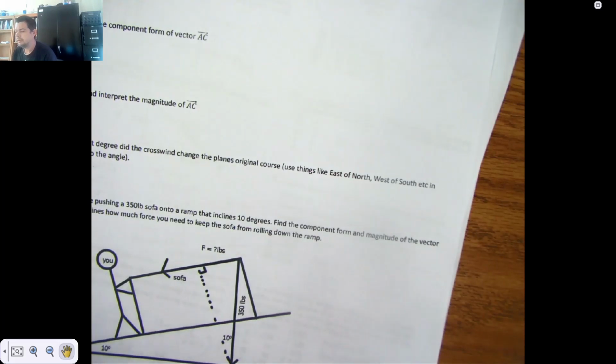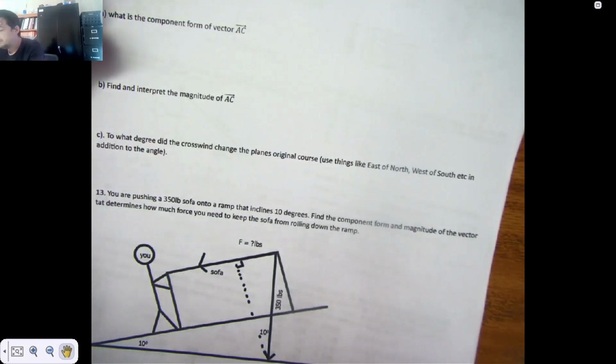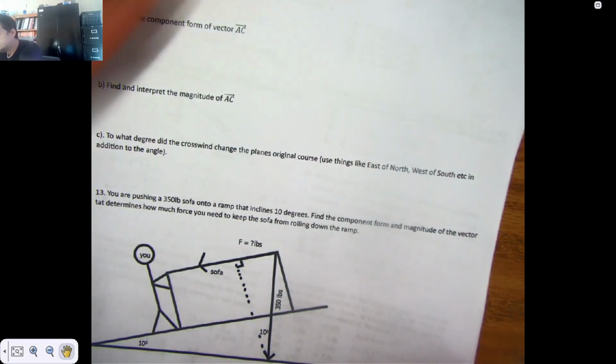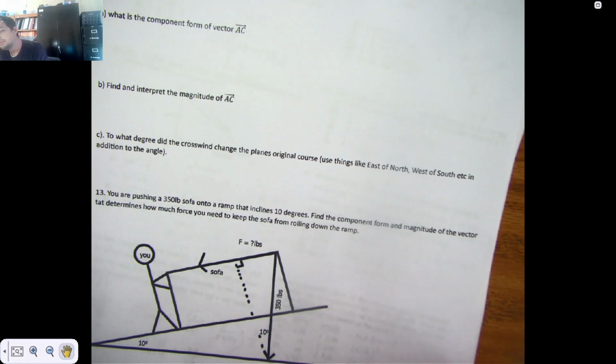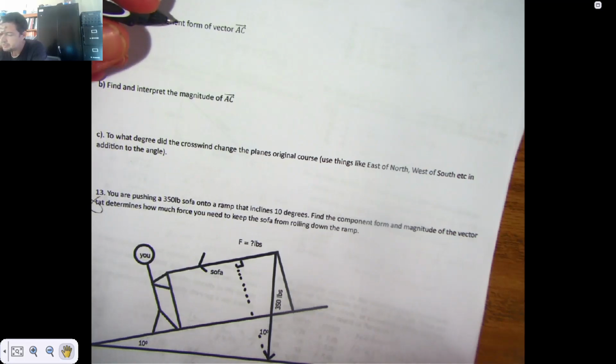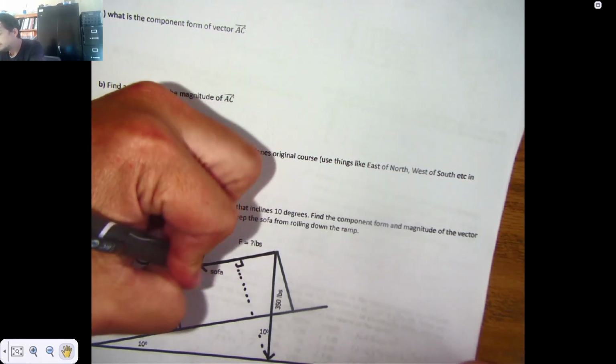Let's see. I don't want to do the plane. I really don't want to do this one because I spent so much time drawing that. But if I don't, I'm going to be asked how to do it. So I'm just going to do it. You are pushing a 350-pound sofa onto a ramp that inclines 10 degrees. I even drew out the diagram that you would need to do this. Find the component form and magnitude of the vector. There's that word again. That determines how much force you need to keep the sofa from rolling down the ramp because you don't want to die. And you're finding this force vector right here.